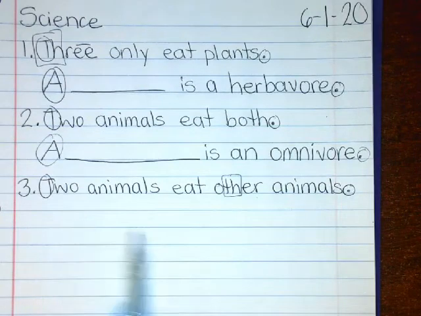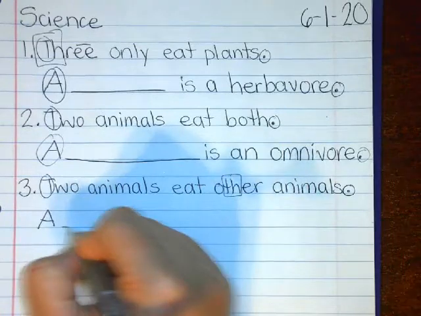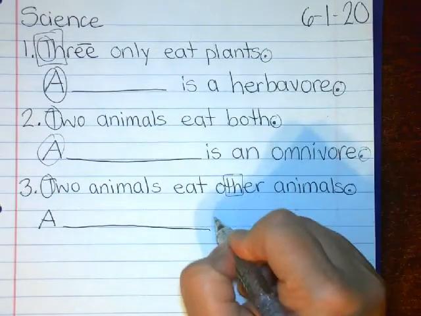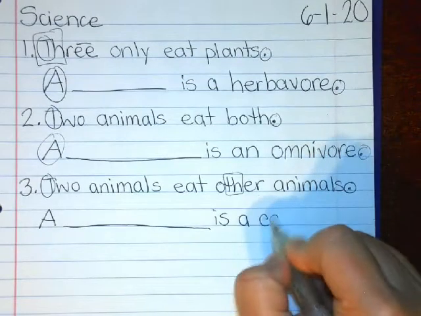Okay, so under here, you're going to write your own sentence again. A blank is a, do you remember if it's an herbivore, omnivore, or carnivore? If they eat meat and other animals. Remember meat? The way I remembered it was carne, like carne asada, and meat, carnivore. So a blank is a carnivore.